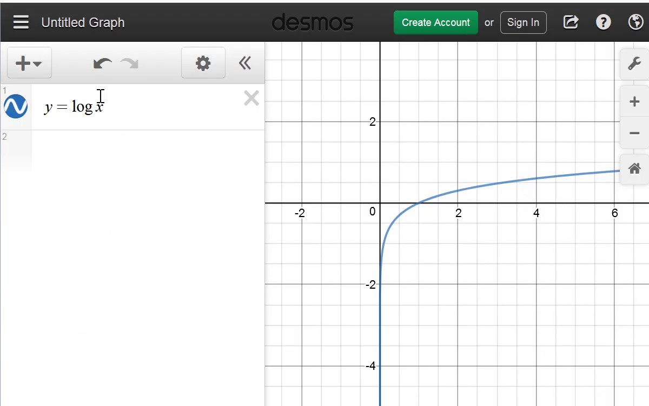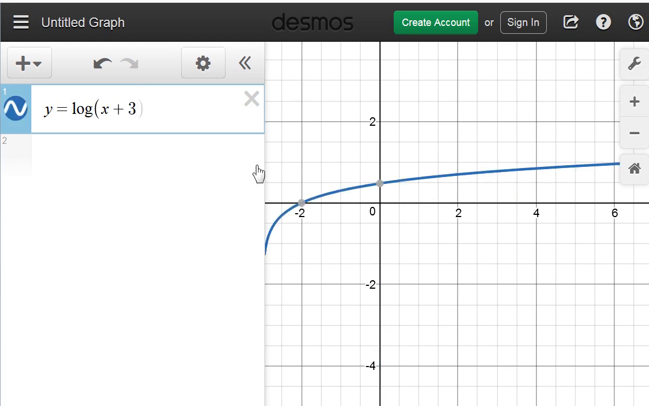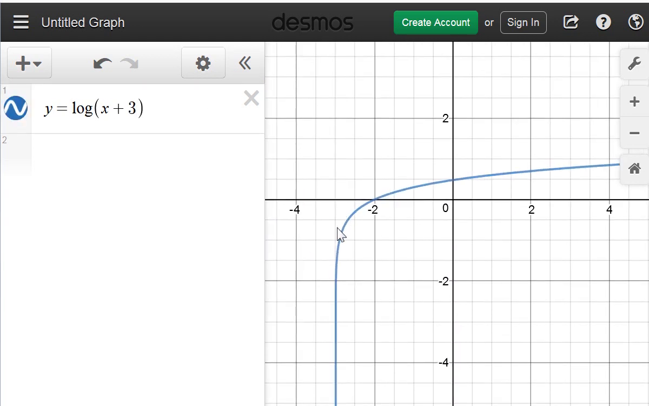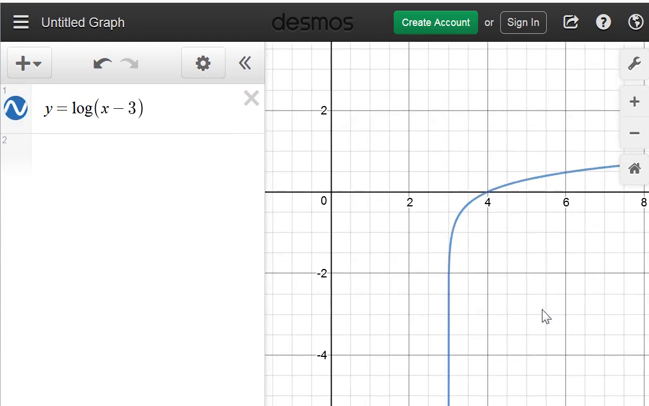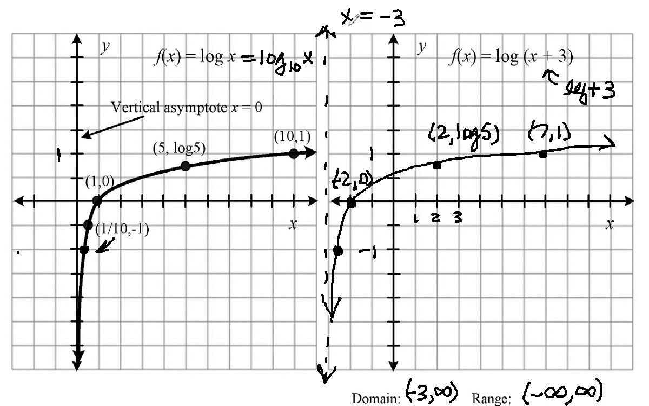So if we go back here, we'll just insert a parenthesis here. And now we'll do a +3. And notice that it shifted this guy over, and now x equals -3 is your vertical asymptote. And if we did it the other way, instead of +3, if we did -3, then notice it shifts it to the right. So a negative shifts right and a positive shifts left. So don't be afraid to use technology to help you out there. But understand the process.